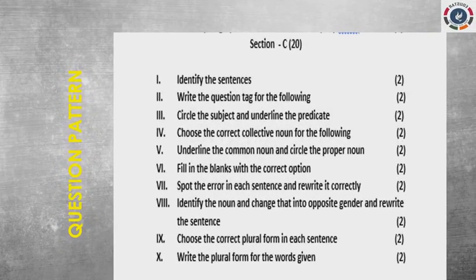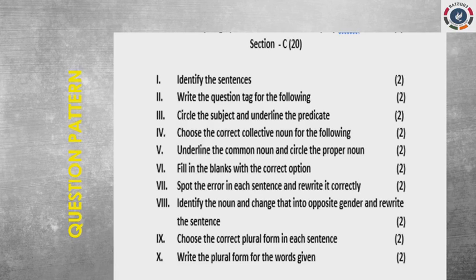Children, now we will discuss section C, grammar part, 20 marks. First Roman letter is identify the sentence. It carries 2 marks. 4 questions will be given. In that you have to identify the sentences, each carries half mark. The second Roman letter is write the question tag for the following. It also carries 2 marks. 4 questions I will ask, and each carries half mark.